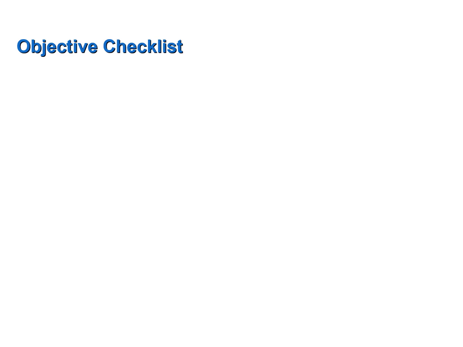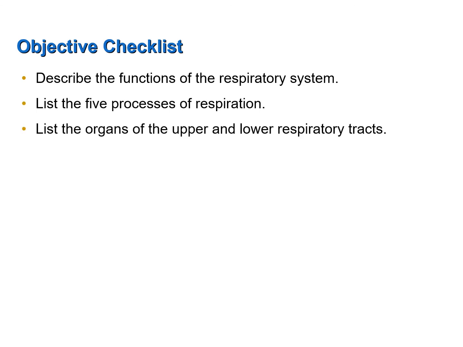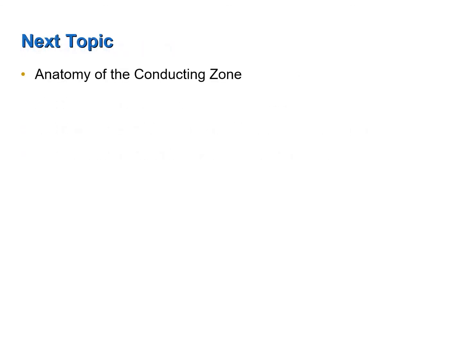Now let's review the objectives of the screencast. Describe the functions of the respiratory system. List the 5 processes of respiration. List the organs of the upper and lower respiratory tracts. And describe the conducting and respiratory zones. The anatomy of the conducting zone will be the topic of the next screencast.